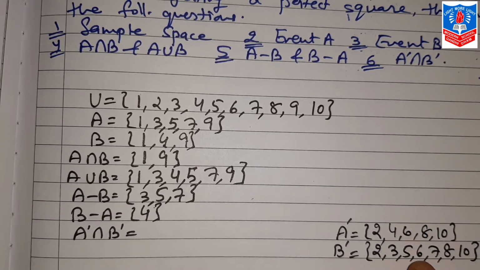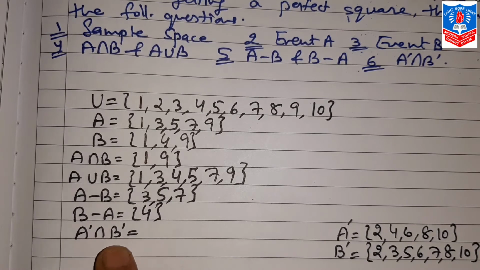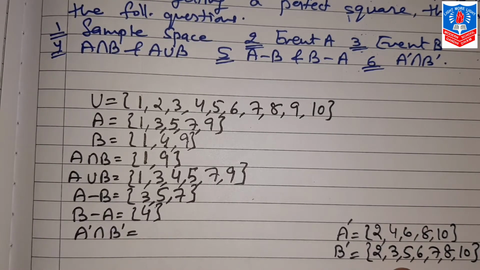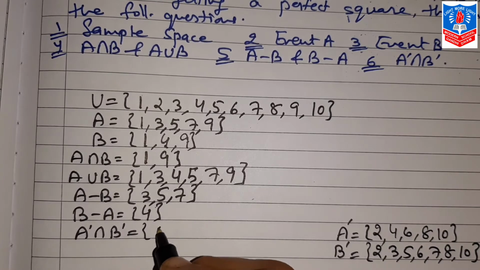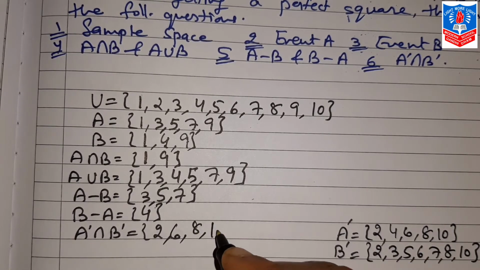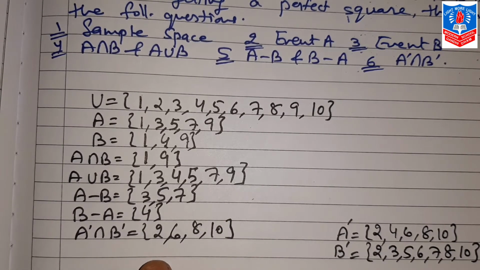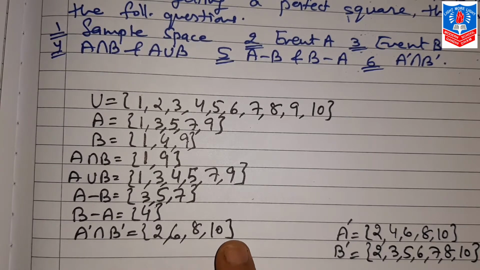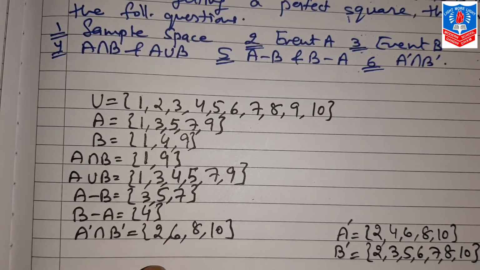Now between these two, we want A dash intersection B dash. So between these A dash and B dash, which numbers are common? So here you can see 2 number is common, then 3 is not there, again 4 is not there, yes, 6 is common, then 8 is common and 10 is common. So 2, 6, 8, 10. These 4 numbers are common between A dash and B dash. So that will be A dash intersection B dash.